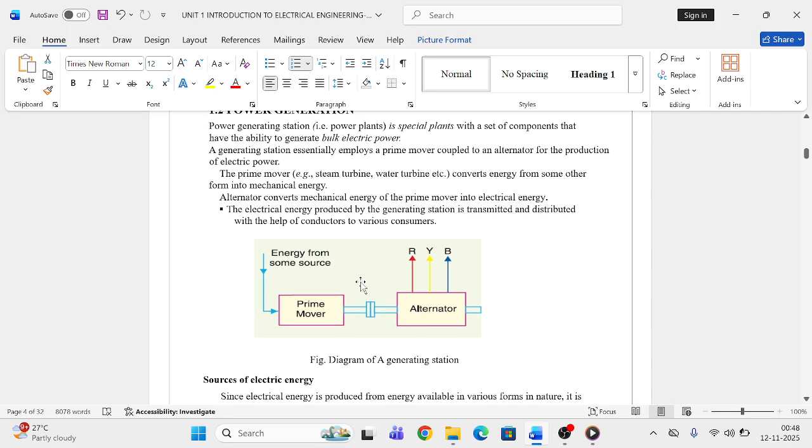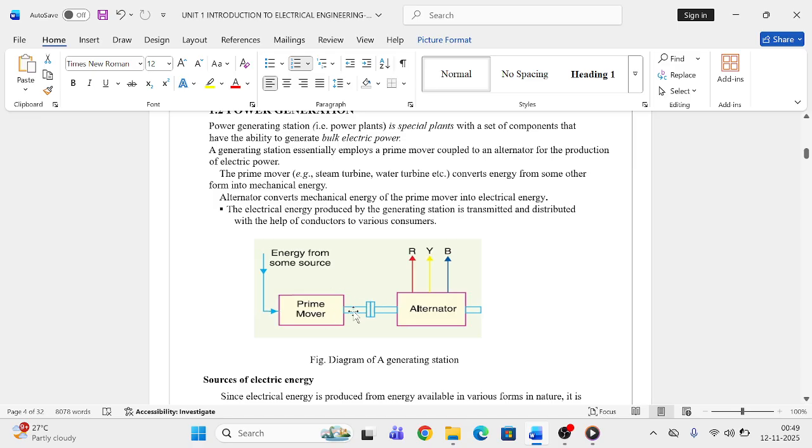Then we see about a generating station diagram. This is the diagram of generating station. Here the energy from the source, either it is diesel or water or thermal, is given to the prime mover. Prime mover is nothing but the turbine. It will be a steam turbine or water turbine.